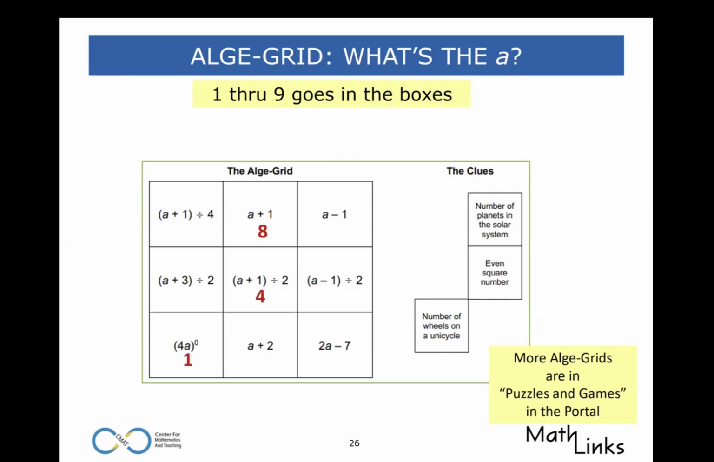So let's try our clue value here. If A plus 1 equals 8, then A is 7. Checking below, we get 8 divided by 2 equals 4. Okay. And then below that, we get 4 times 7, or 28, to the 0 power is 1. We have a winner. Continue substituting 7 in for A until 1 through 9 are correctly placed.